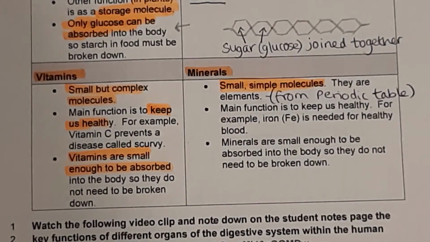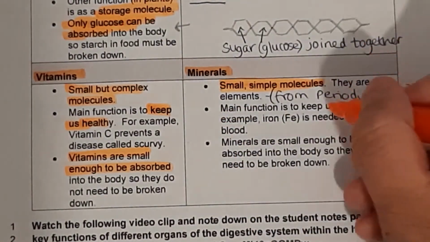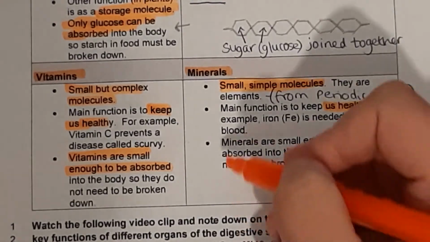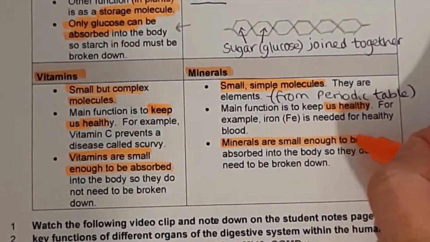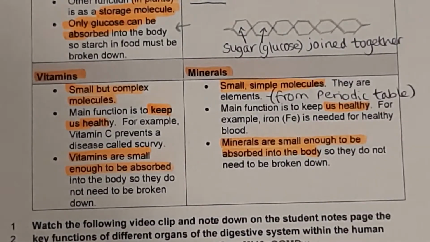Okay, and so these elements are things such as iron. We need iron to produce blood in our body. Their main function again is to keep us healthy. Sometimes people categorize vitamins and minerals together because it's the same thing. These minerals are again small enough to be absorbed into the body. They're very similar to vitamins, so they don't need to be broken down.